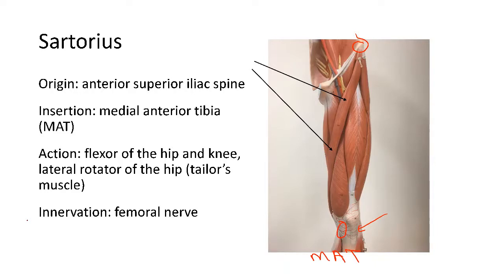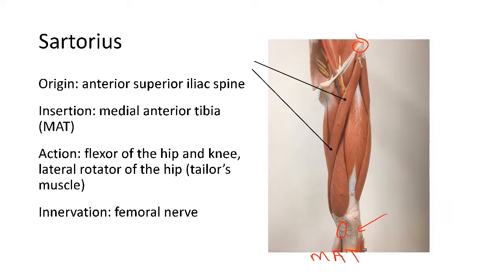Sartorius is the one that flexes the hip and flexes the knee and laterally rotates the hip, all as the same movement. It's called the Taylor's muscle because sitting on the ground used to be called the Taylor's position. Your kids probably now call it crisscross applesauce or something like that. It's where you sit on the floor cross-legged, or if you're going to do an exercise like butterflies or sit and meditate, that is the position that you need Sartorius to get you into.